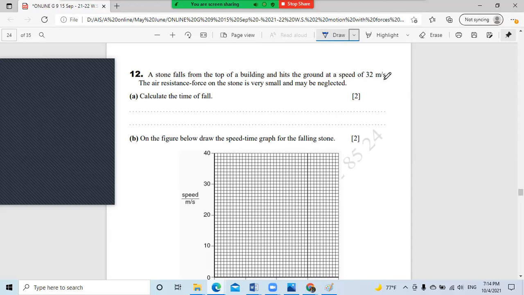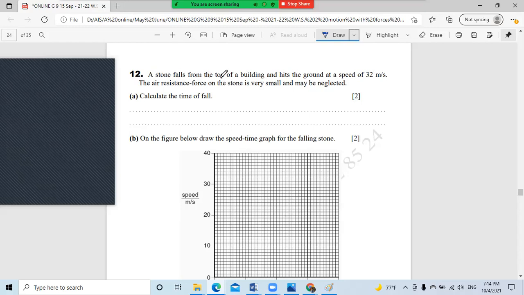Which is speed and which is time? Yes. Mohammed says speed and time. Hazem says T equals V. No, hold on, Hazem. Answer my question. No, they didn't give us the time, Mohammed.